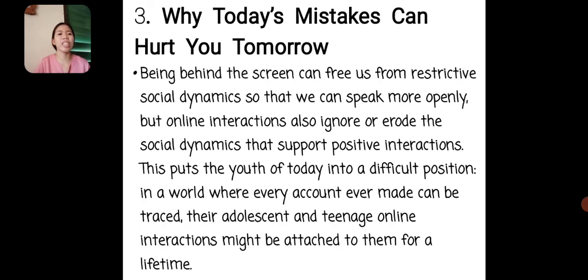Next, we have why today's mistake can hurt you tomorrow. Being behind the screen can free us from restrictive social dynamics so that we can speak more openly, but online interaction can also ignore or erode the social dynamics that support positive interactions. This puts the youth of today into a difficult position in a world where every account ever made can be traced. Their adolescent and teenage online interactions might be attached to them for a lifetime.